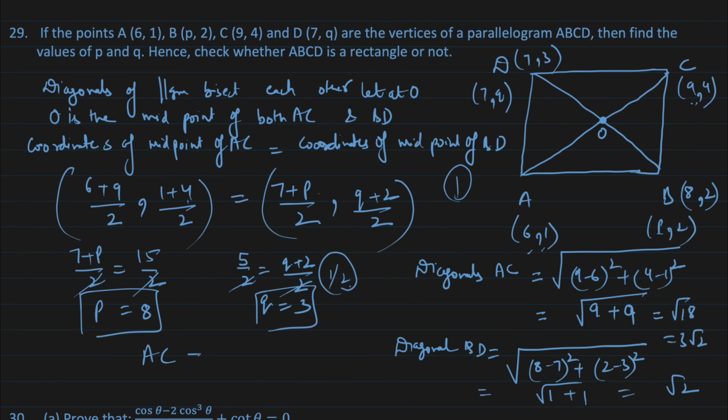So AC is not equal to BD. So diagonals are not the same. So we say that ABCD is not a rectangle, right students? So to calculate both the diagonals, half mark for this, half mark for this, okay, and half mark for writing this. So I've given you the marks distribution also. I hope till here it is clear, right?